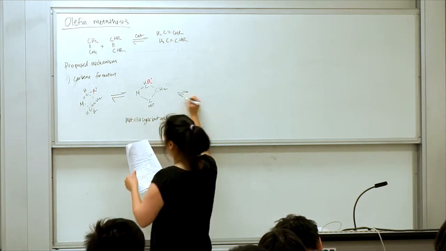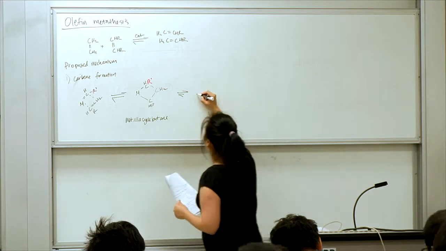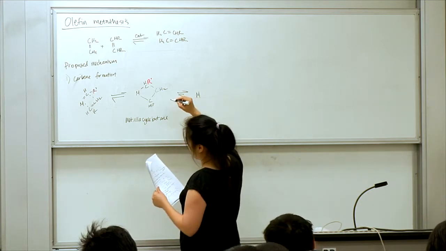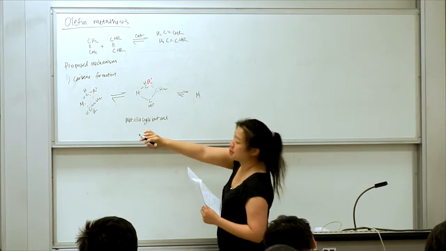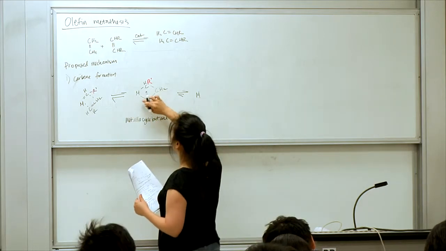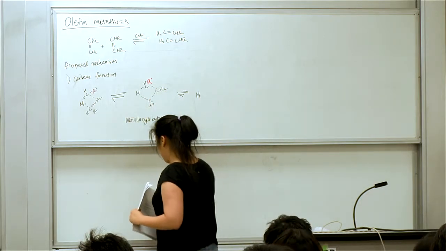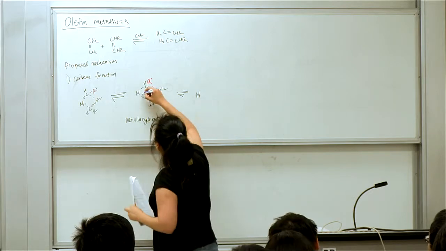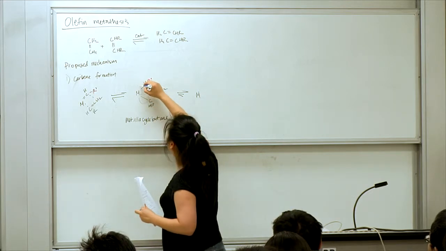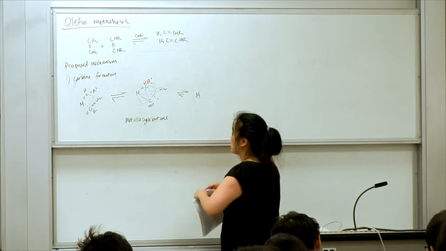Intermediate, which can then separate out. So essentially you break two bonds and you make two new bonds, right? So you're making these two new bonds, and then you're breaking these.